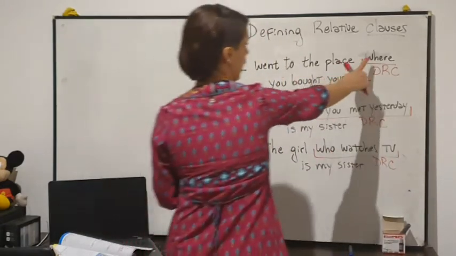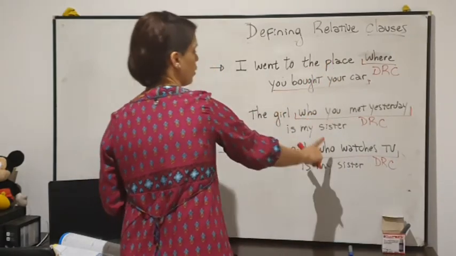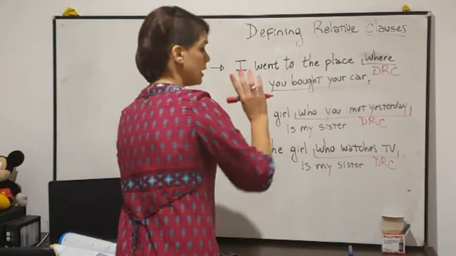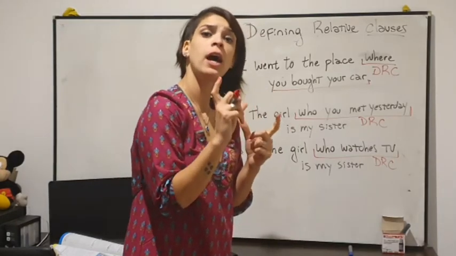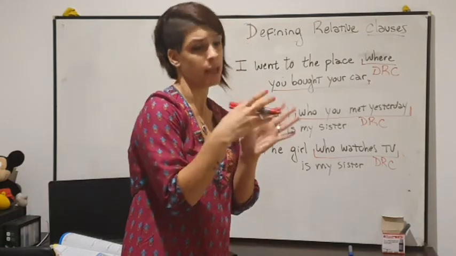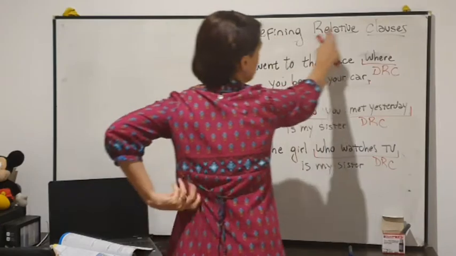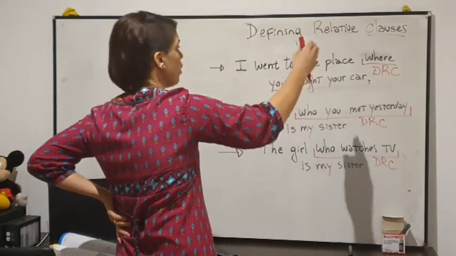Okay, so we use where because this is a place. We use who because this is a person, and we use who because this is a person. Is that clear? Now, I told you that sometimes you can replace a relative pronoun by that. So in this case, in defining relative clauses, you can replace where for that.